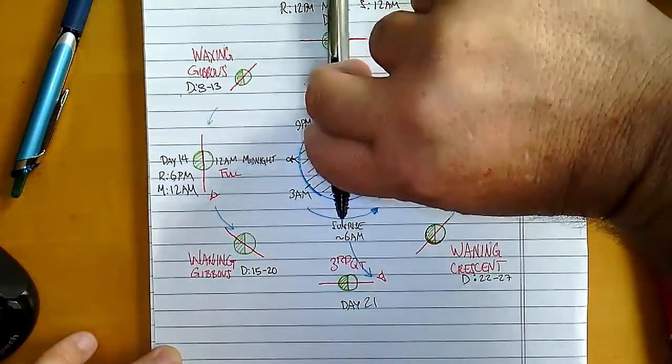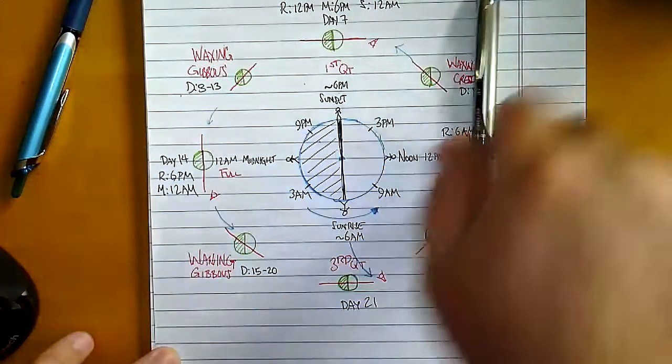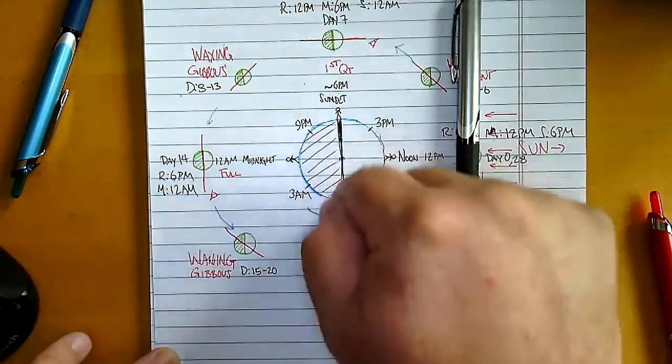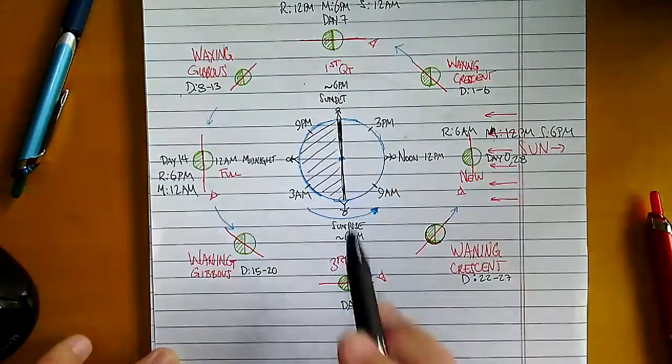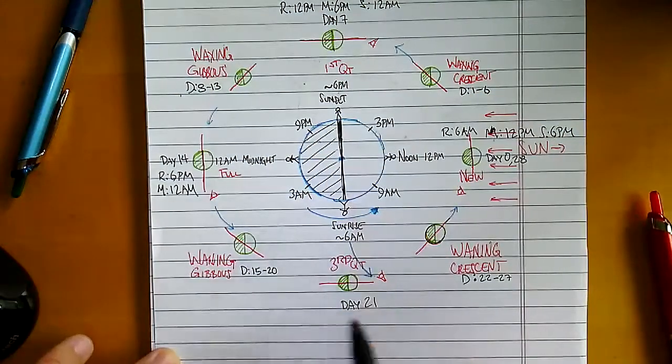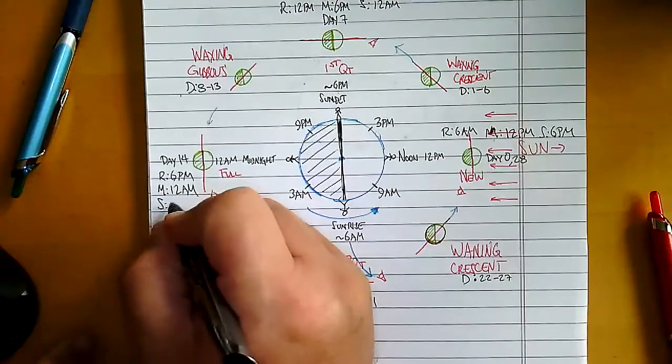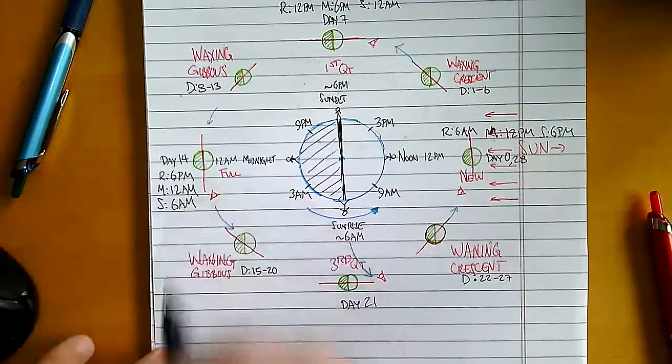Boom. I just get to that 90-degree angle again. 90-degree again. So I went from seeing the moon to not seeing the moon. So this is, in fact, moon set, and that occurs at 6 a.m. So the moon set at 6 a.m.